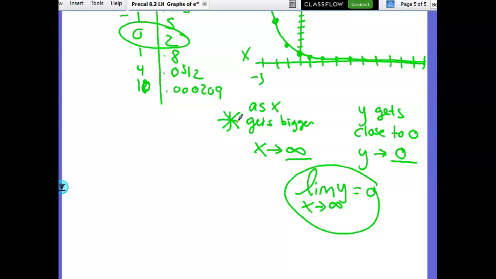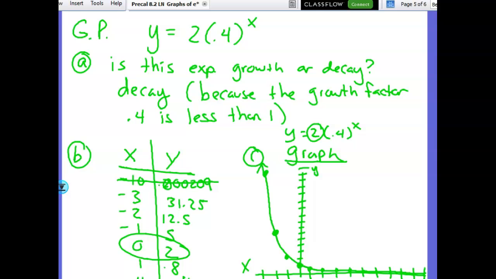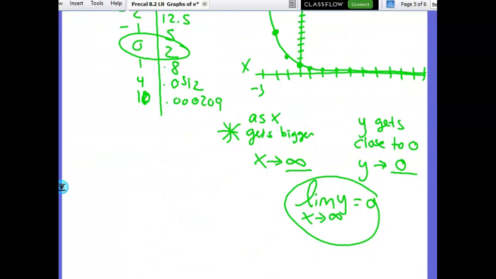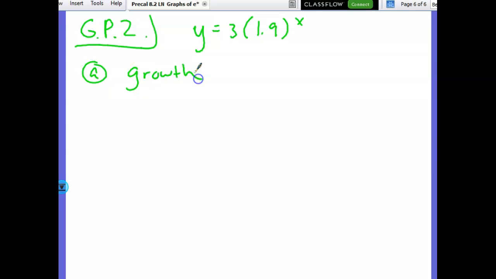All right. We're going to do one more like that, and then after that I'm going to give you guys a shortcut. So I'm going to go back. Okay, so for this one we're going to do y equals 3 times 1.9 to the x. Same question, but I'm not going to write the questions this time. So growth or decay? This is growth because my growth factor is 1.9.